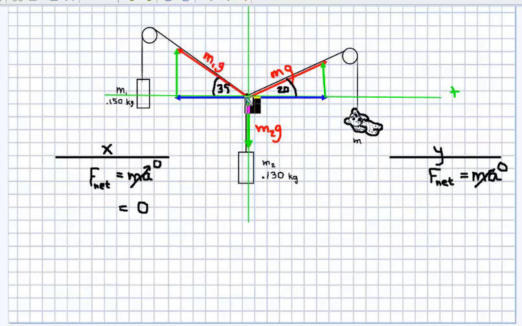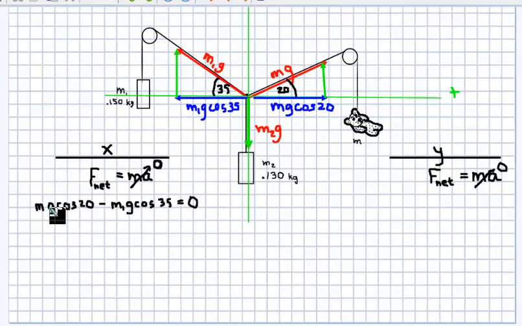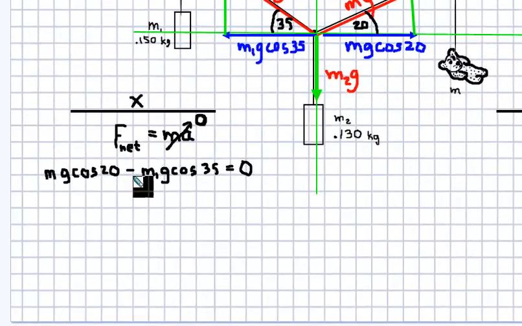And if this is m1g, this is the adjacent side here, this would be m1g cos 35. Of course, it's pointing in the negative direction. And this guy would be just regular mg times cos 20. So we would put these two expressions for the x forces into our x equation. Like this: mg cos 20 positive minus m1g cos 35 negative equals 0.